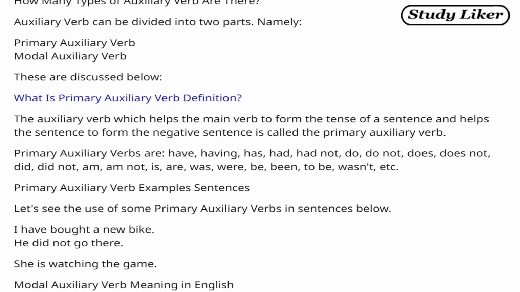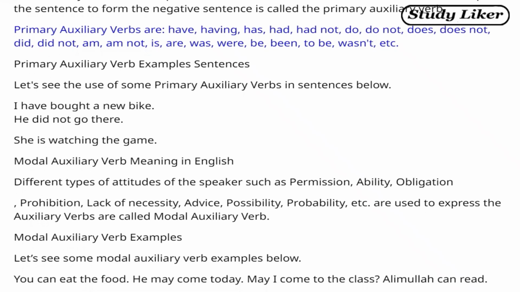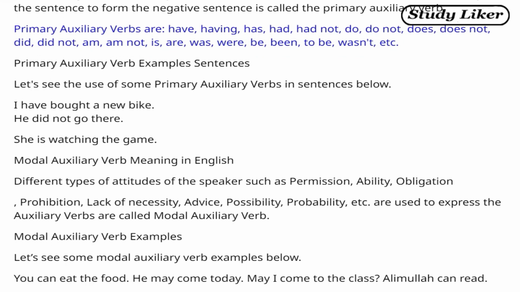What is primary auxiliary verb definition? The auxiliary verb which helps the main verb to form the tense of a sentence and helps the sentence to form the negative sentence is called the primary auxiliary verb. Primary auxiliary verbs are have, having, has, had, had not, do, do not, does, does not, did, did not, am, am not, is, are, was, were, be, been, to be, wasn't, etc.